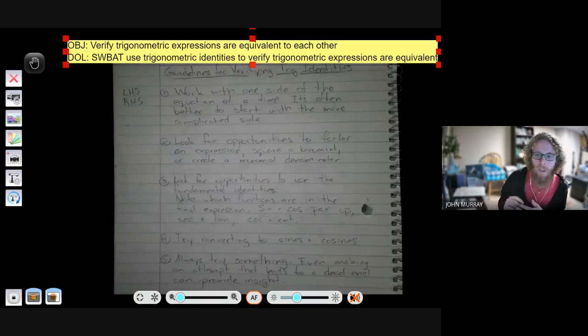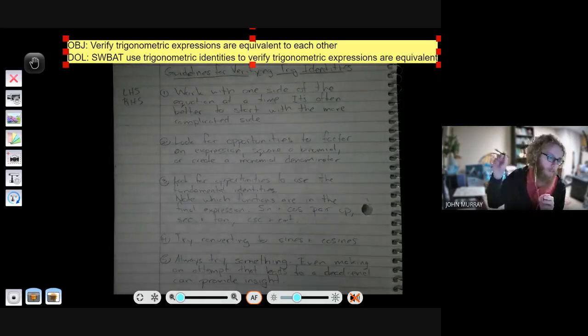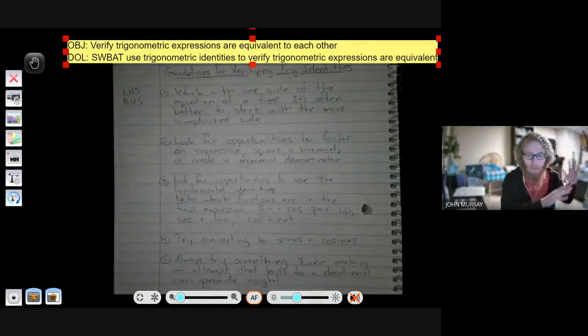It is good to note which functions are in the final expression, right? So you have an endgame. Before, when we were just simplifying, you were just simplifying to get the equation to the smallest thing possible. Now we have an endgame. Now we have a target. So if I have a sine over here, I'm looking for some way to get a sine out of the left side, or vice versa.